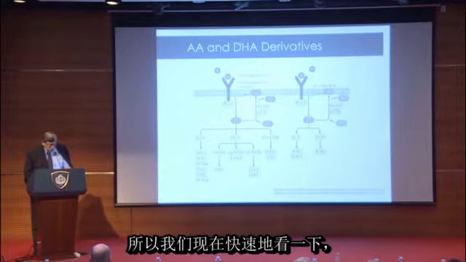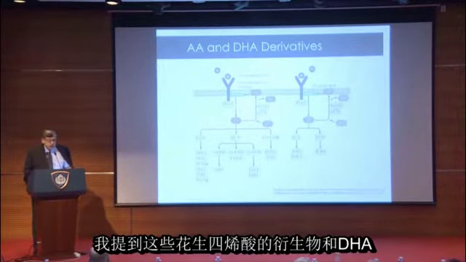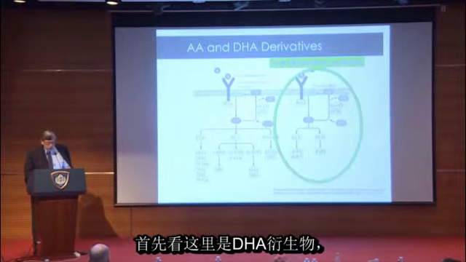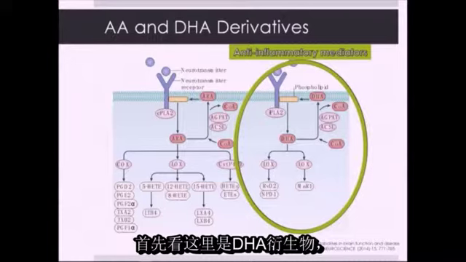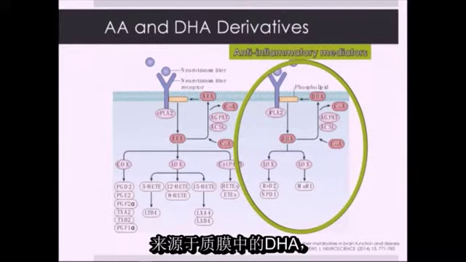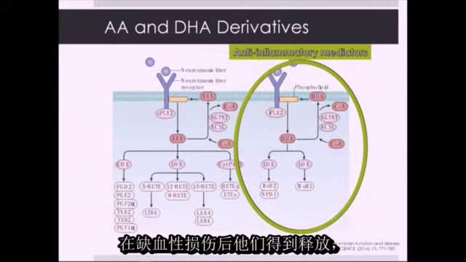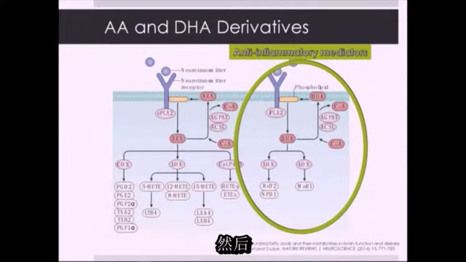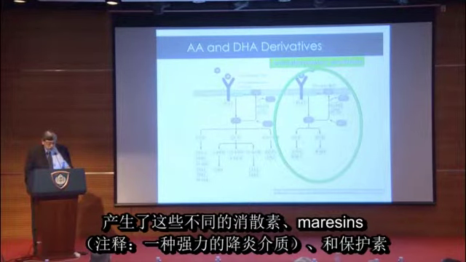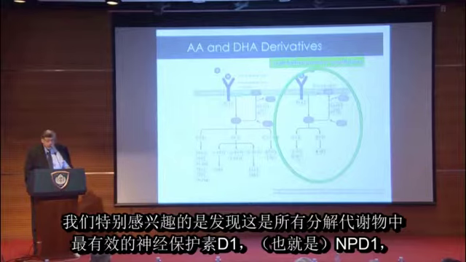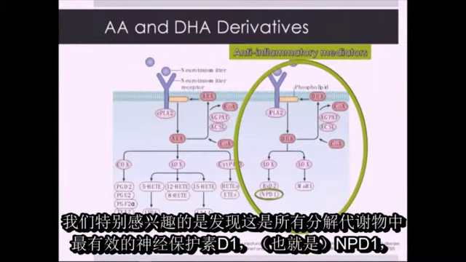So we'll take a quick look now. I mentioned these derivatives of arachidonate and DHA. Here are the DHA derivatives that come from the DHA in the plasma membrane. After ischemic injury, they get released. And then we produce these different resolvins and maresins, and we're interested particularly because we have found this to be most effective of all the catabolites, neuroprotectin D1, NPD1.